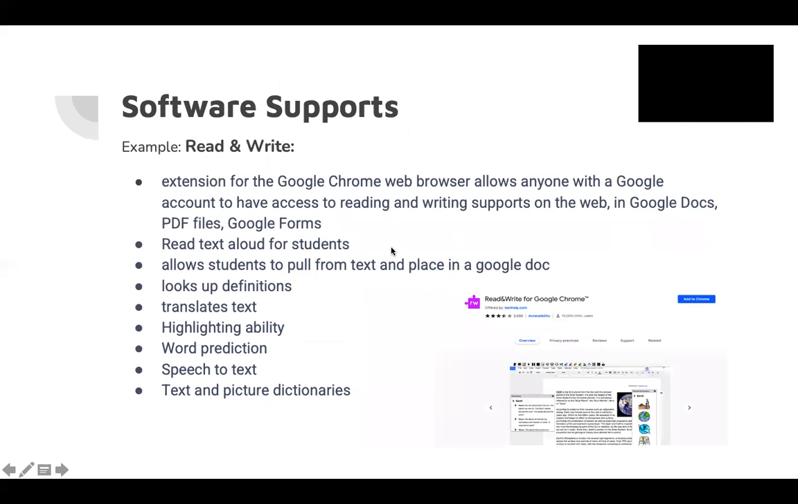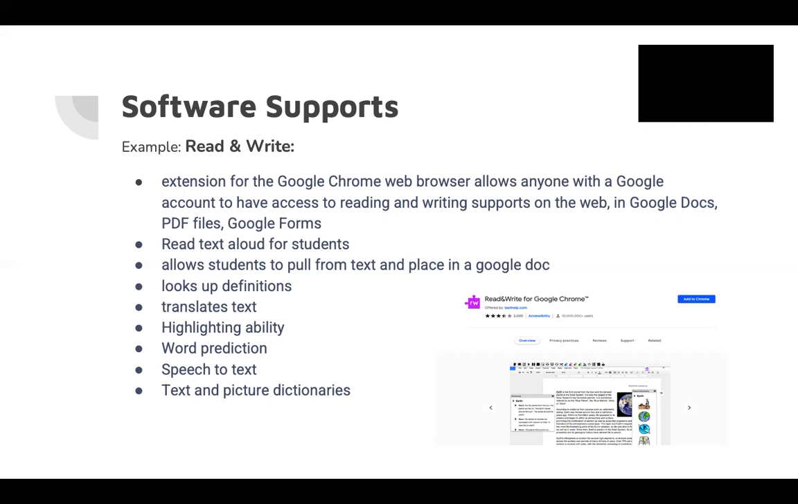Another one which I was amazed at how much it offers is Read and Write. It's an extension for Google Chrome, and you can use multiple devices, and it can read text aloud for students. It helps them to pull different parts of the text out. So at a higher grade level, certainly so useful. It can read text aloud for students so they can select certain parts from it. It has translate ability. It will look up definitions for you. It has a highlighting ability.